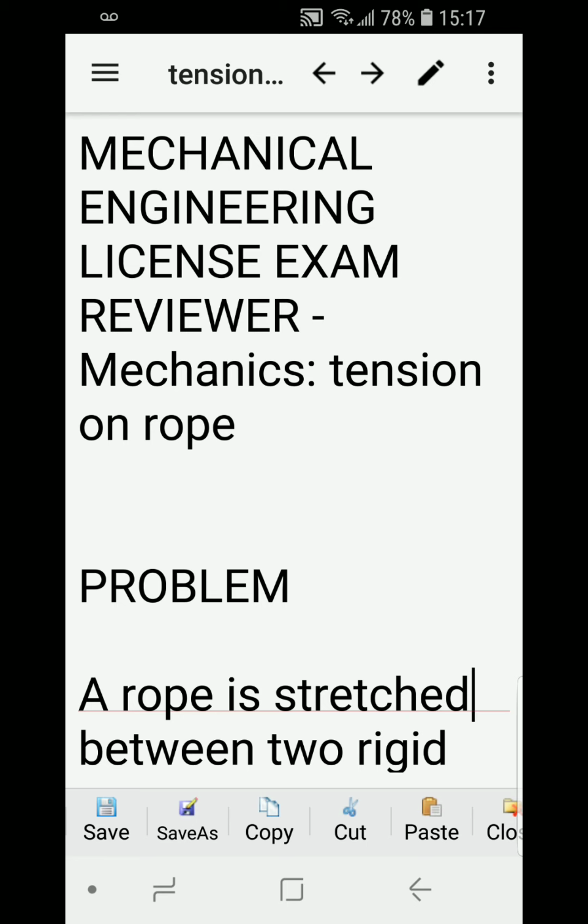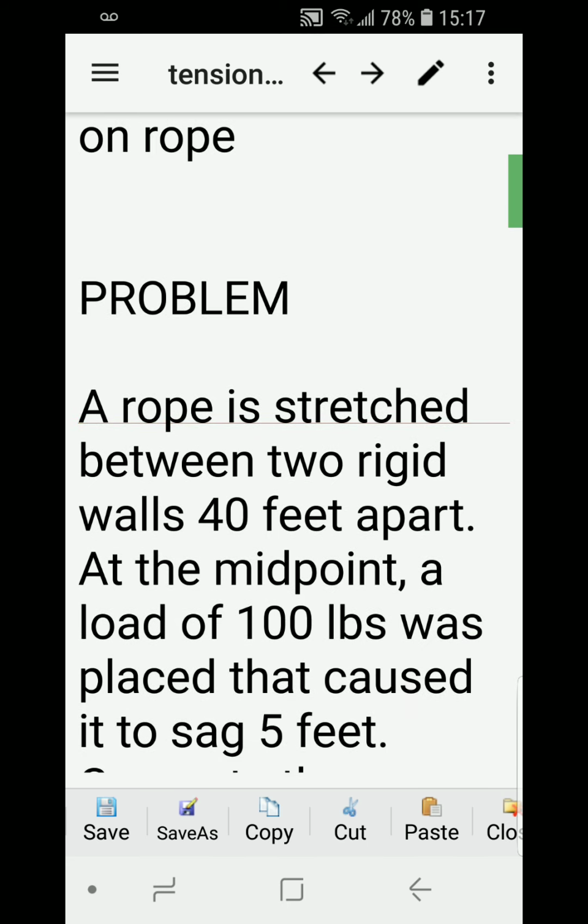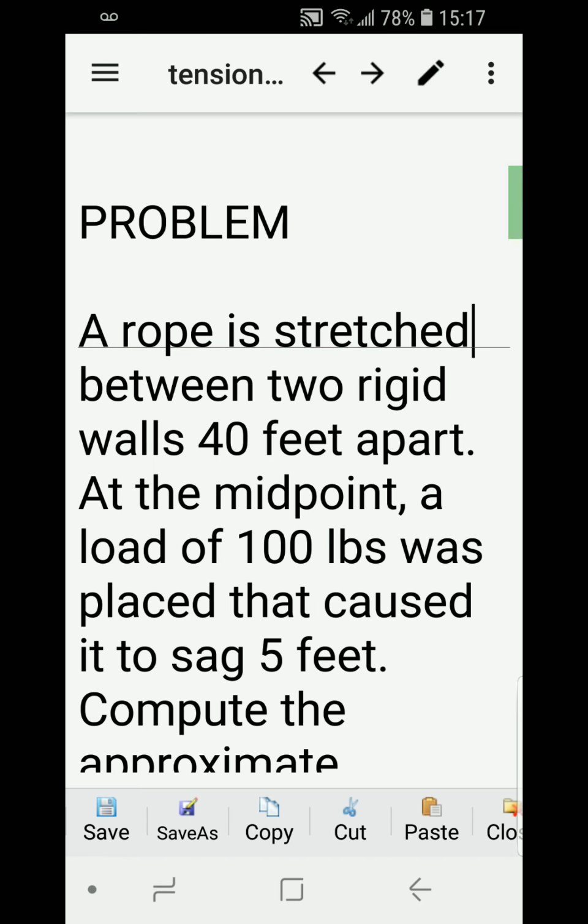Today's topic is mechanics and it's about tension on rope. So we have a problem here. If you have a problem, we have a solution.